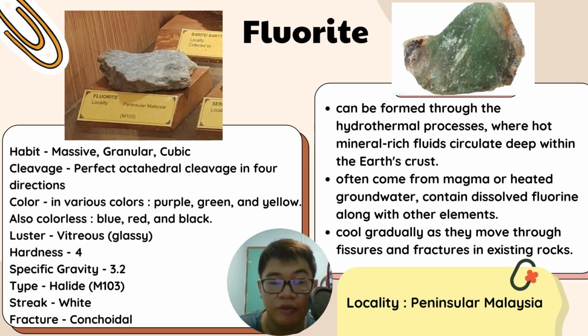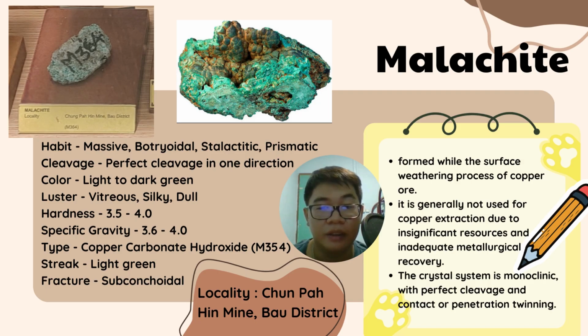This fluid, which often comes from magma or heated groundwater, contains dissolved fluorine along with other elements. Fluids cool gradually as they move through fissures and fractures in existing rocks. Lastly, malachite typically forms in a variety of habits, including massive, botryoidal, stalactitic, and prismatic structures. Malachite's locality is at Chumpahin Mine, Baut District.